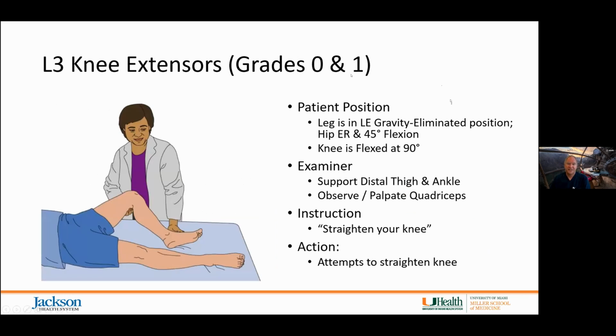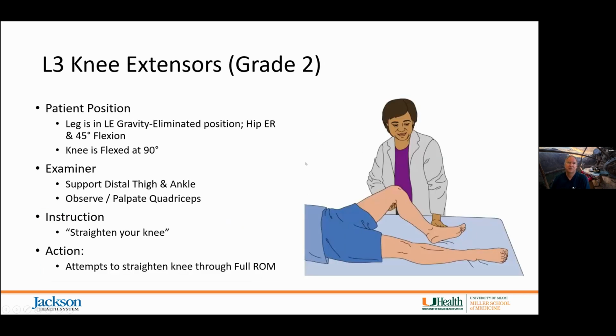So the knee extenders, again, eliminate gravity by putting the leg out to the side, externally rotated. And you're going to support the distal thigh and ankle. Ask them to straighten the knee. You want to look for a palpable or visible movement of the quadriceps. If it's present, but they can't get their leg through the full range of motion with gravity eliminated, you give them a 1. If there's no palpable movement or no visible movement, you're going to grade that as a 0.